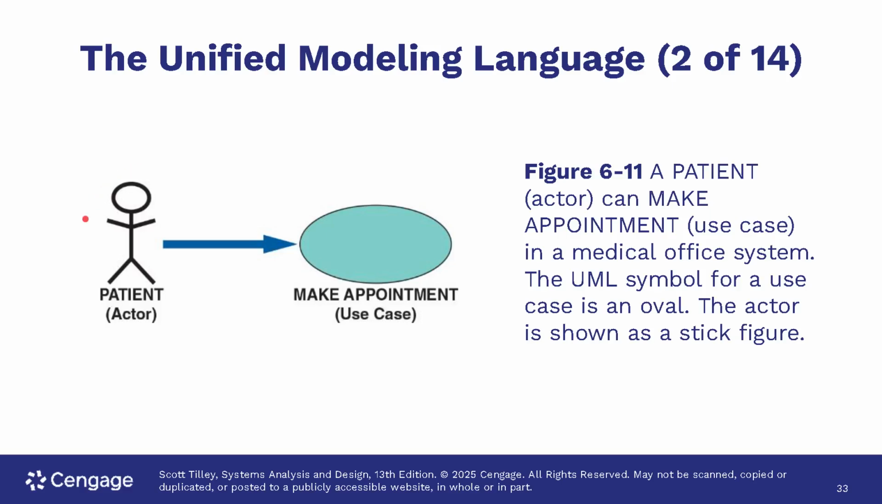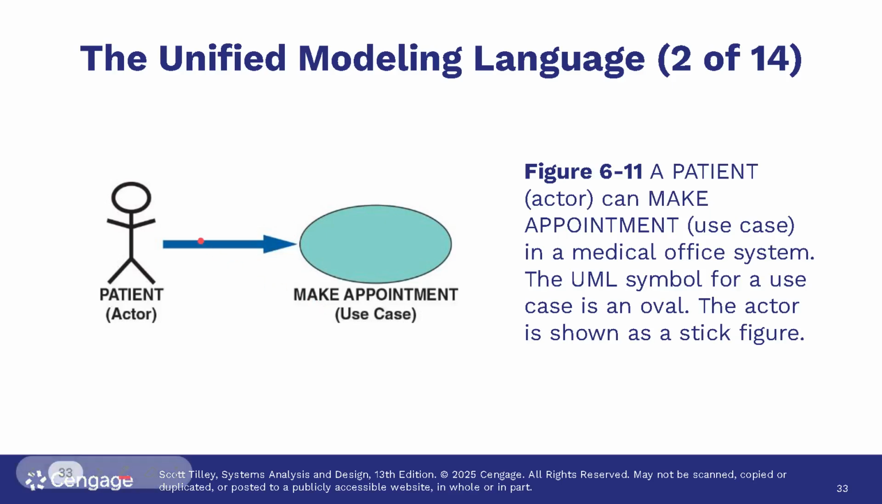I simply describe who is interacting with my system and what is happening when that user interacts. This is the most simple use case diagram ever. One particular actor and one particular use case, meaning one thing they do with my system, one interaction with my system.